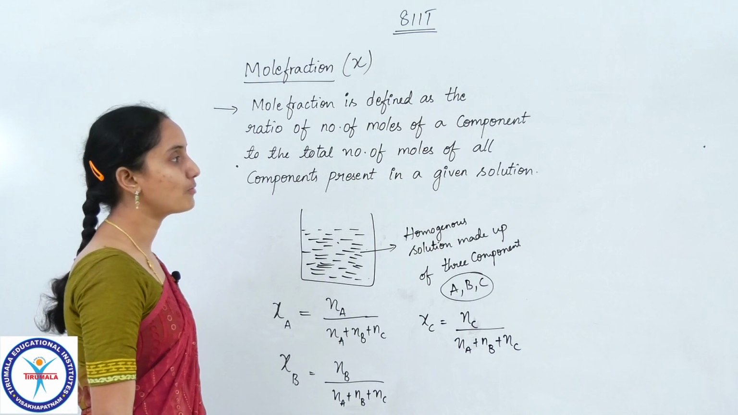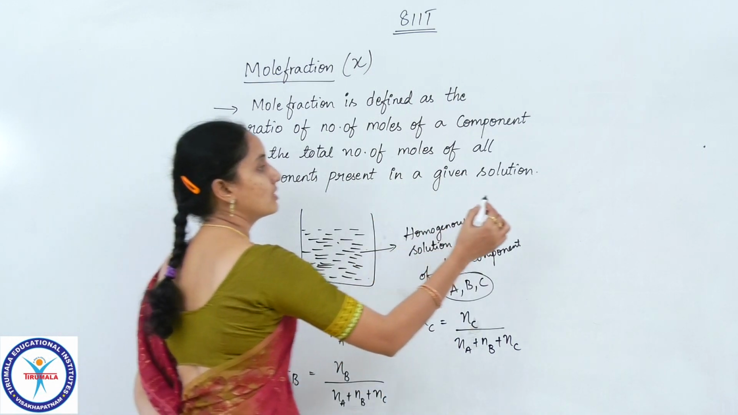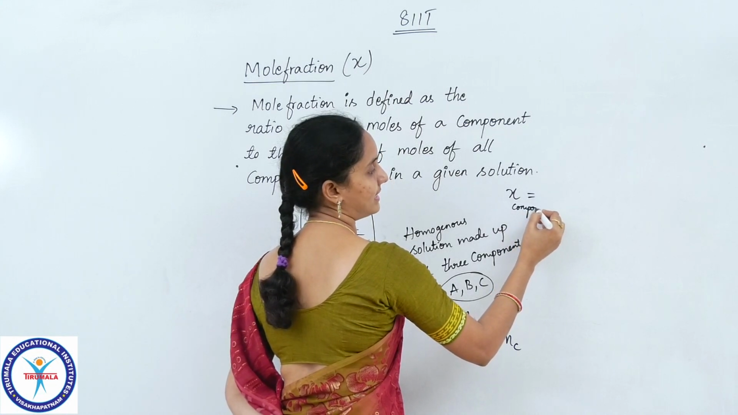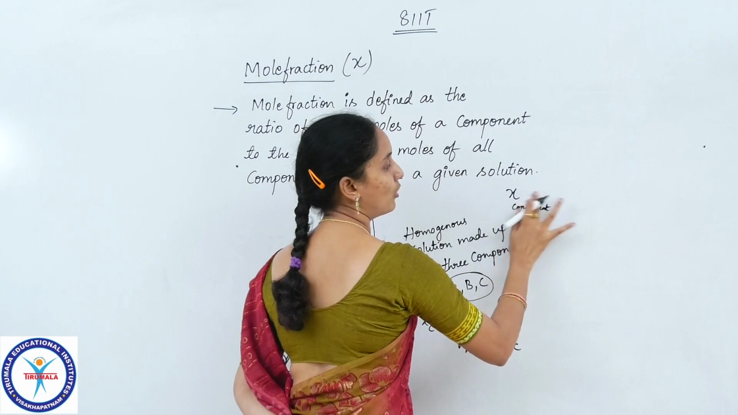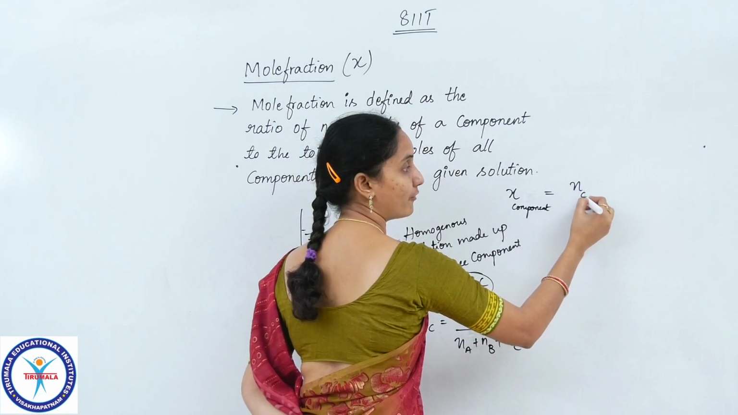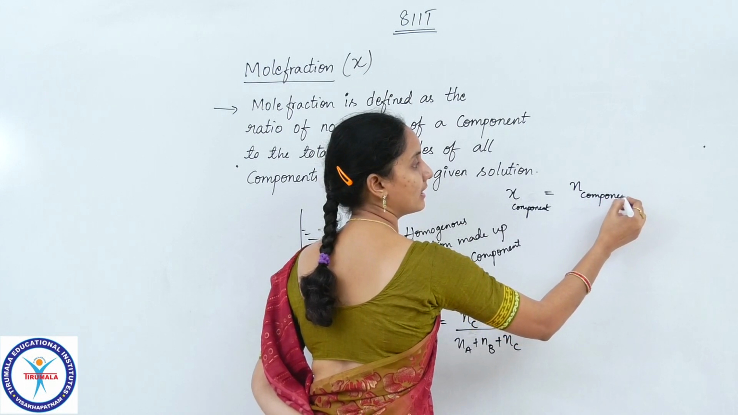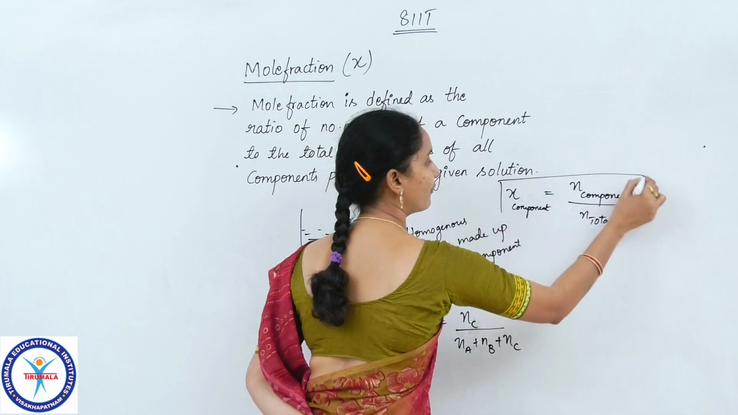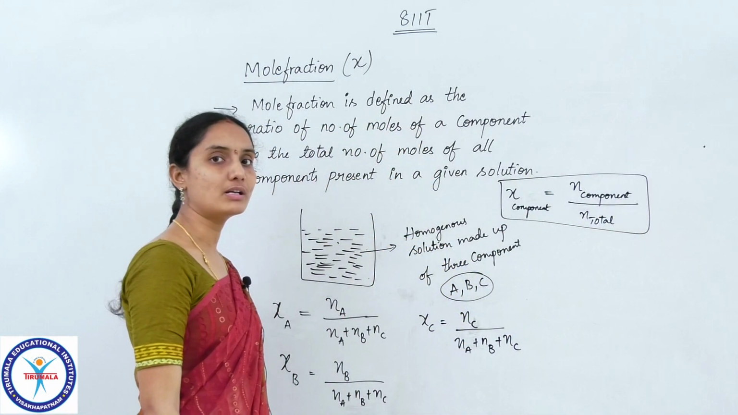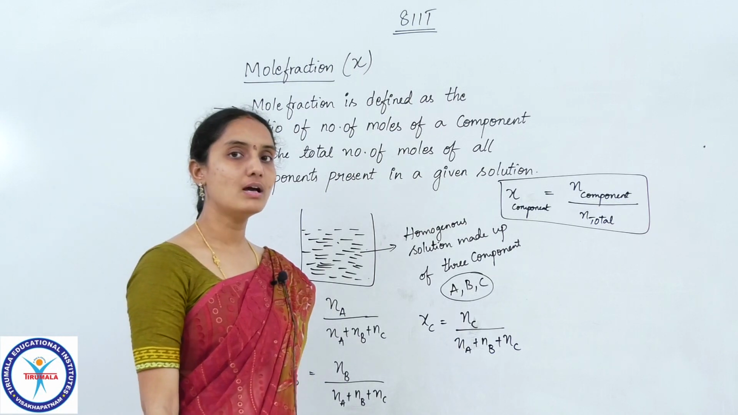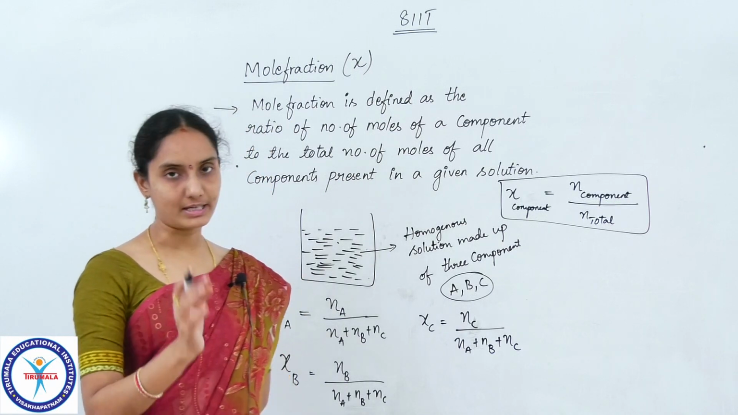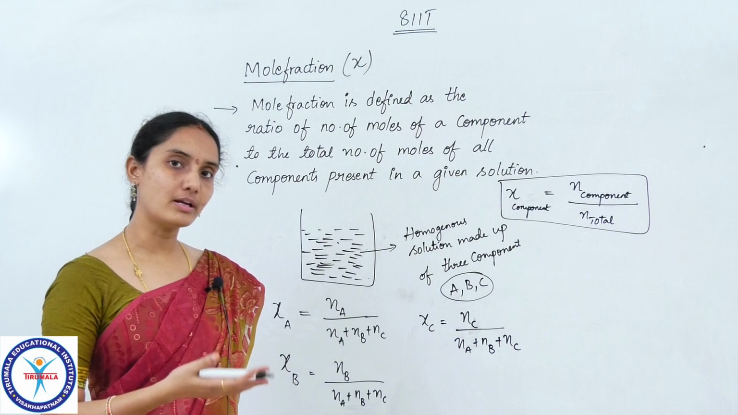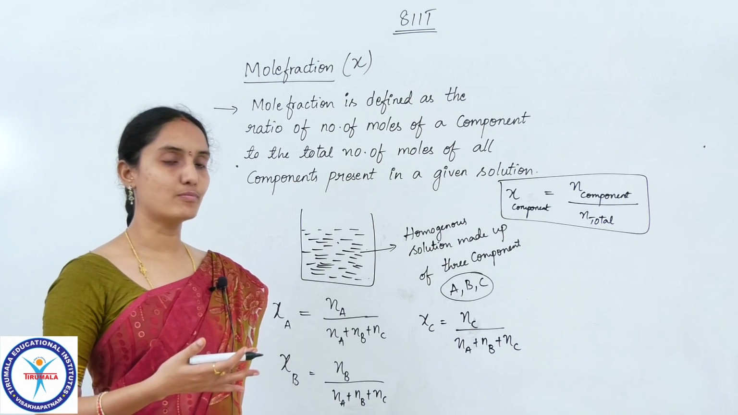So the general formula for mole fraction: mole fraction X of a component is equal to the number of moles of that component divided by the total number of moles. This is the common formula for mole fraction, children. What is the common formula? If you want to calculate the mole fraction of a particular component, then you should take the ratio of the number of moles of that component to the total number of moles.